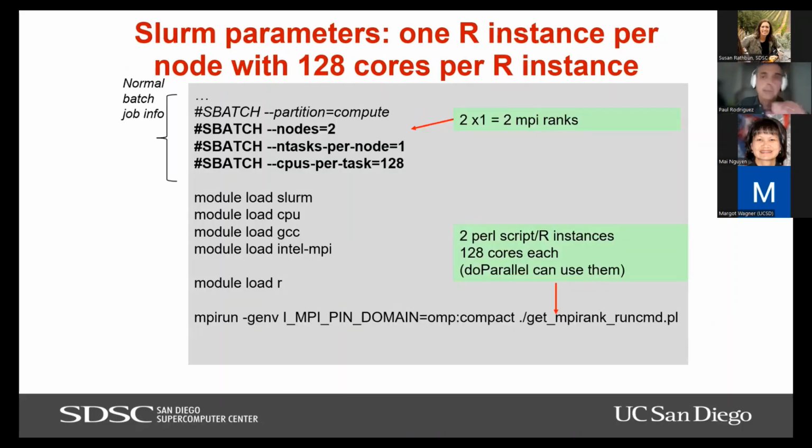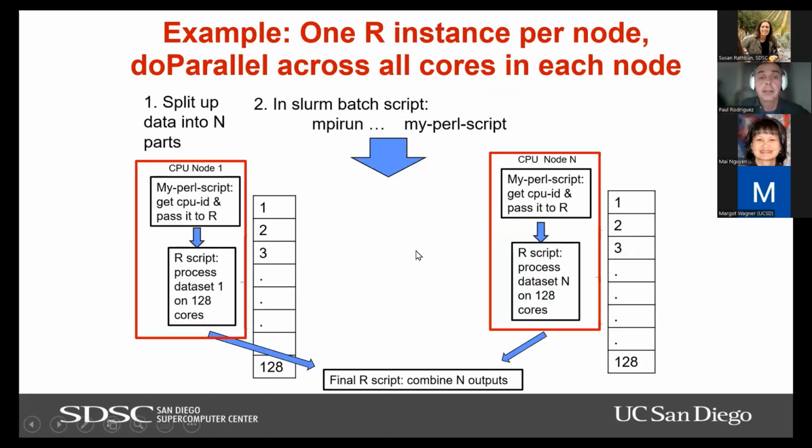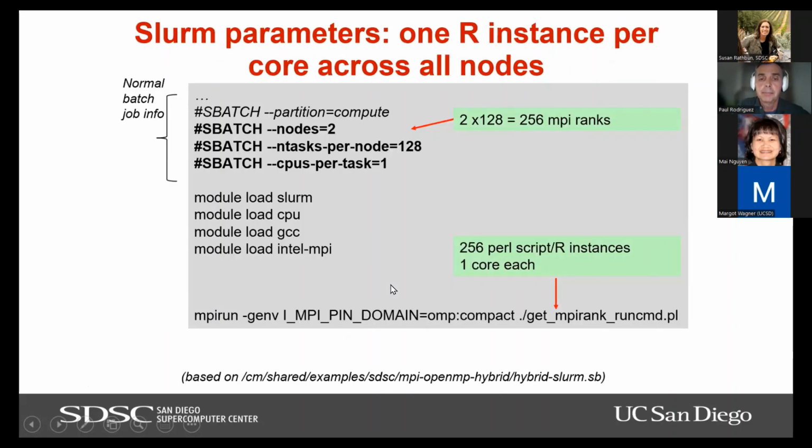Okay, so that's one way to put 1 R instance on each core. Another way to do this is to have just one R instance on each node. In this case, my tasks per node is 1, so I'm going to have 2 MPI ranks. I'm going to have 2 Perl R script instances, and now each one can use a do parallel. So pictorially, it might look something like this. There are your instances. They each have access to all 128 cores on a node. And then again, oops, I'm sorry.